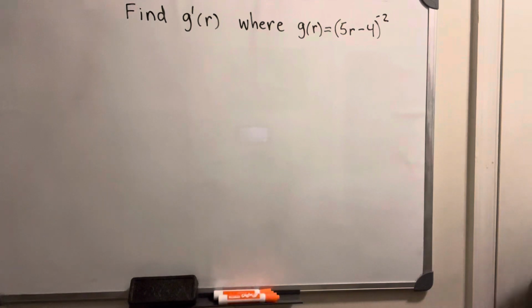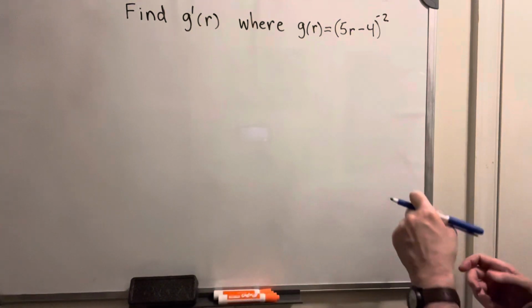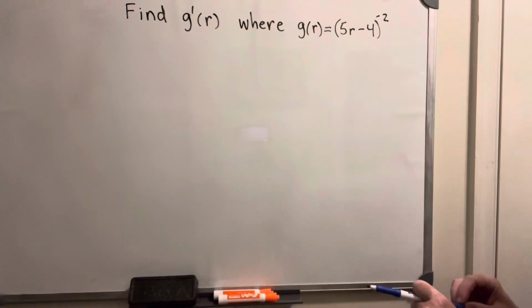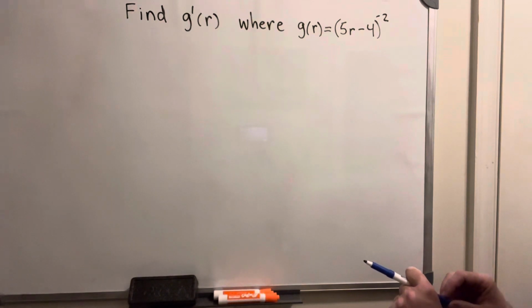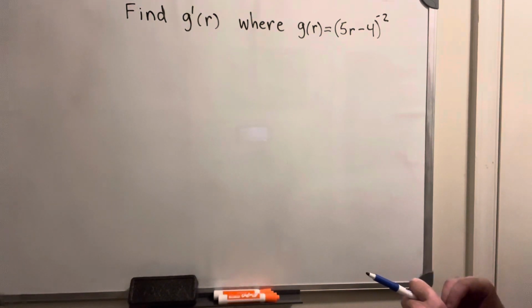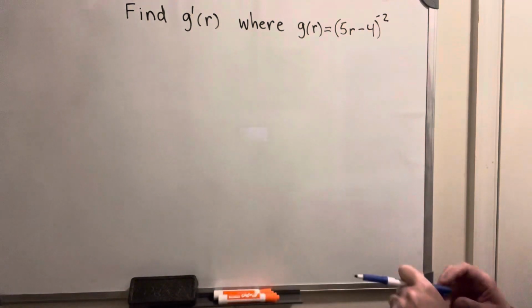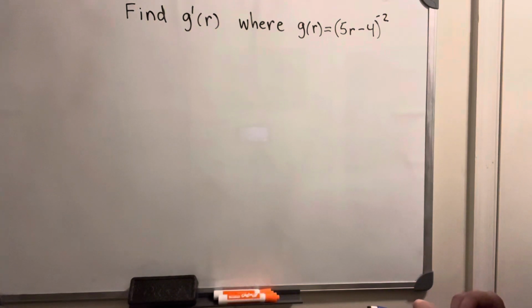This problem says find g prime of r, where g of r is 5r minus 4 quantity to the negative second. Now, you can't directly apply the binomial theorem here, and although there is an extremely useful theorem called the chain rule, we're going to assume that you don't know that yet. So we have to figure out a way to convert this into a form that we can use what we know, which are things like the product rule and quotient rule.